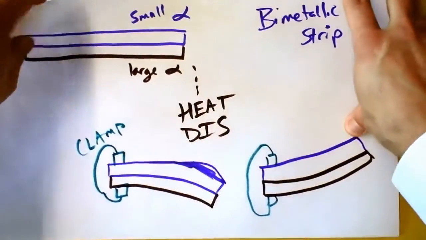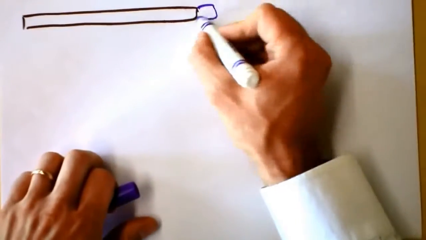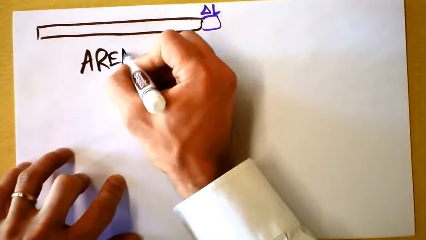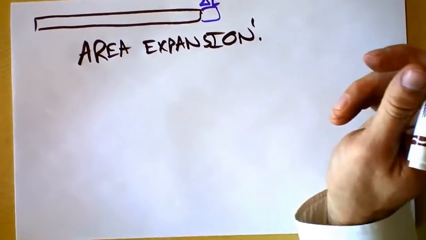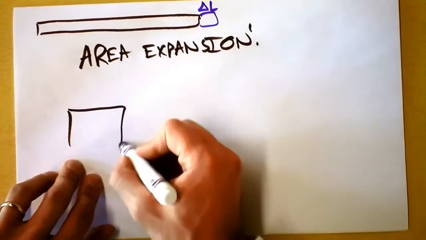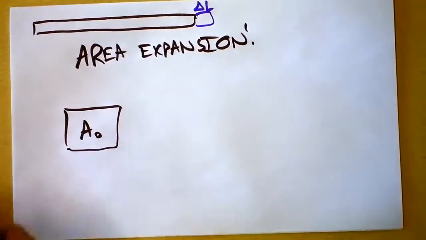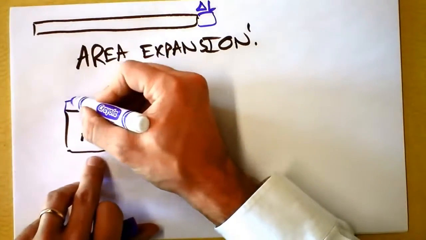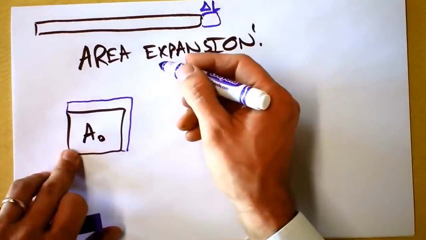The next thing that we need to discuss is area. What if, instead of just a linear expansion, where we've got this delta L right here, we were talking about some area expanding? Area expansion is interesting. So I would say that if I start with some area, let's call it A0, then I'm going to have some expansion, and the cool thing is that expansion will be like this, and like that. I'm going to pretend that I bolted down this side and I only let it expand that direction.